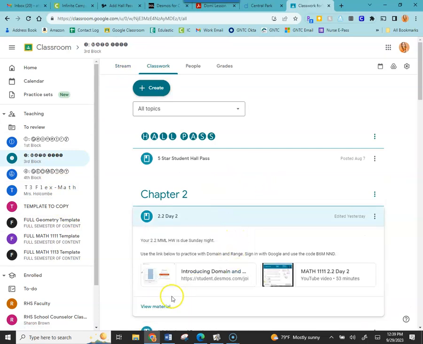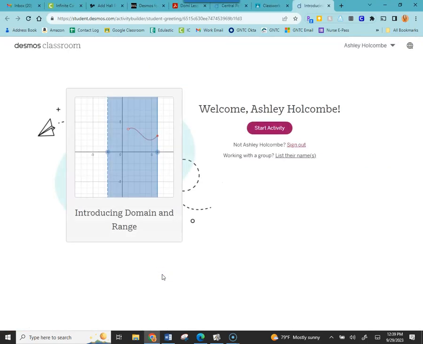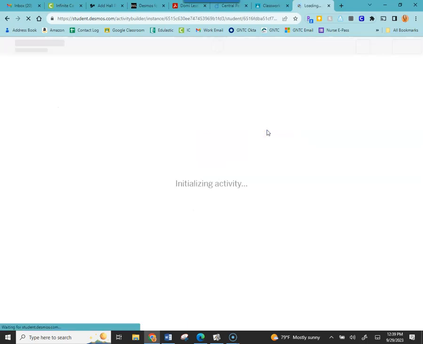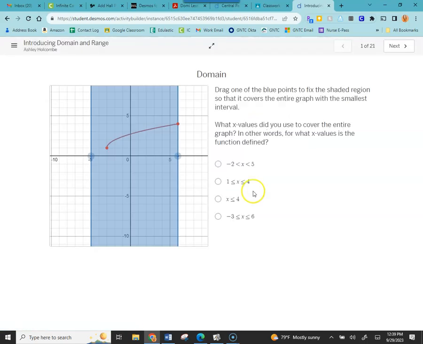I think it's right here. Yep, this. You don't have to have an account. You can sign in with Google. It's free. But this is for you to practice domain and range. And I strongly encourage you to do it because I think it's really going to help. And it should be, I hate to say this, fun. Like, it shouldn't feel like work.